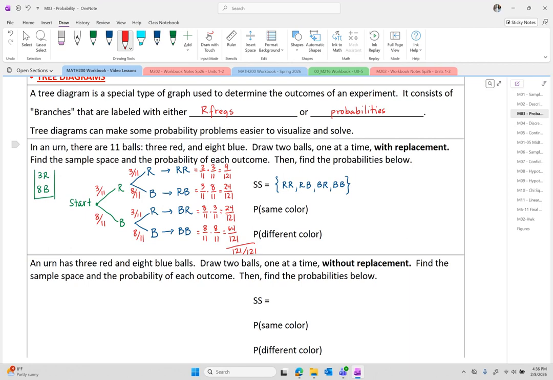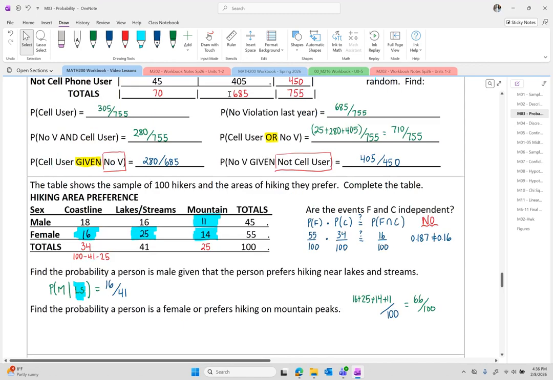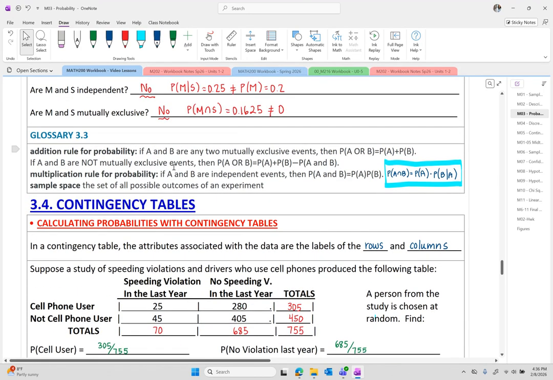Now, the probability of picking the same color is the probability of having red, red, or blue, blue. And red, red, or blue, blue are actually mutually exclusive events. You will either pick red first and red second, or blue first and blue second. And when they are mutually exclusive events, we add their probabilities.